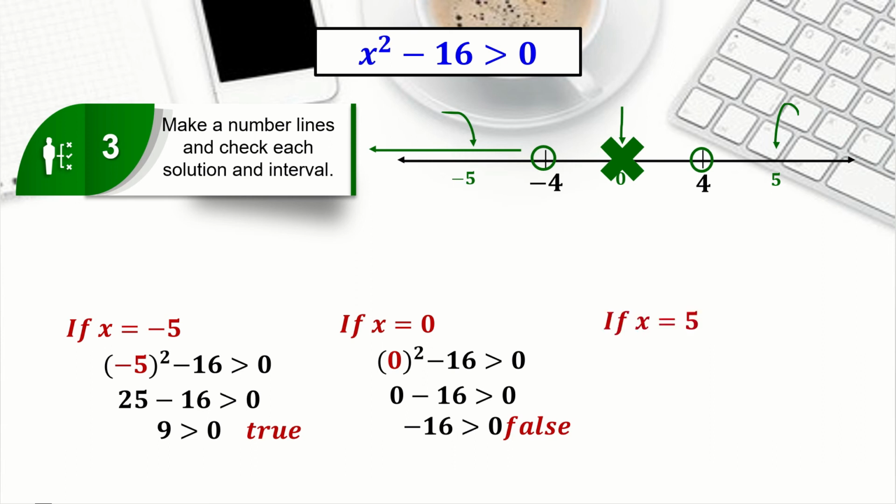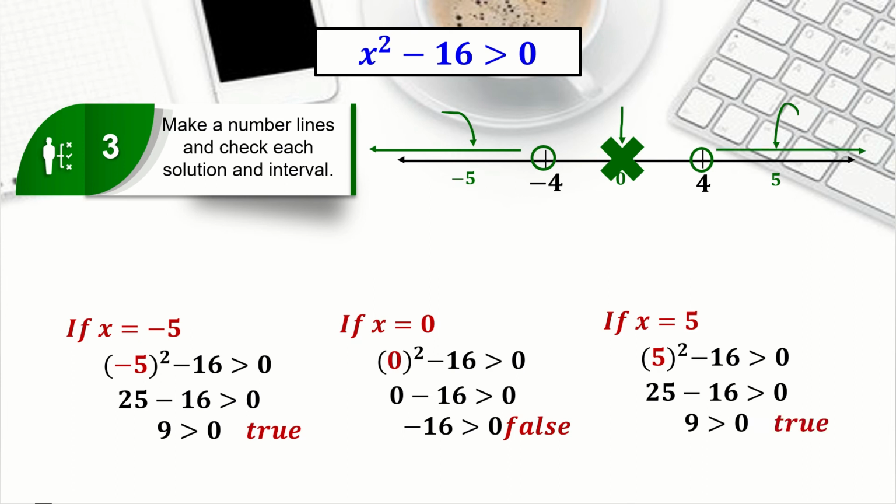Last, if x is equal to 5, substitute 5. We have 5 squared minus 16 is greater than 0. 25 minus 16 is greater than 0. Then 9 is greater than 0. And it is true, meaning 5 going to positive infinity is a part of the solution.